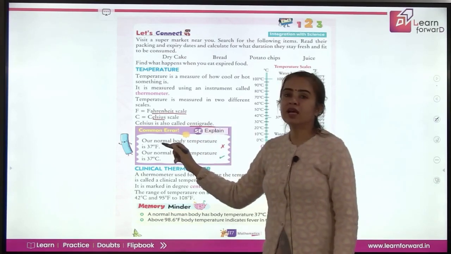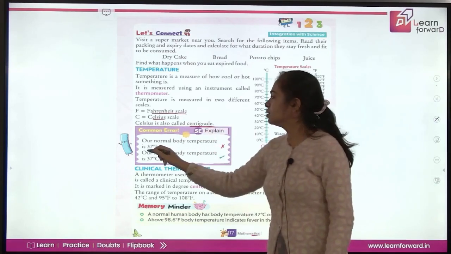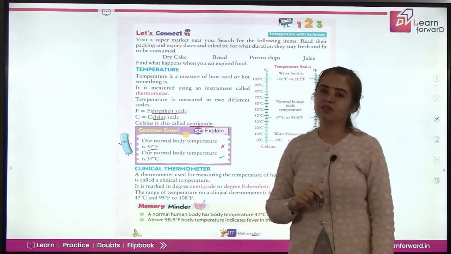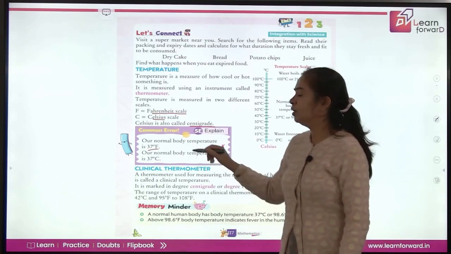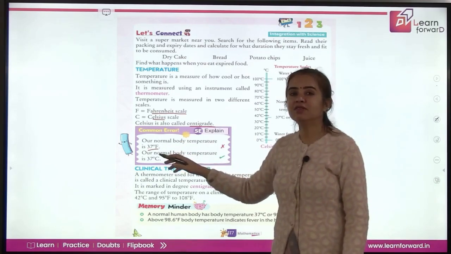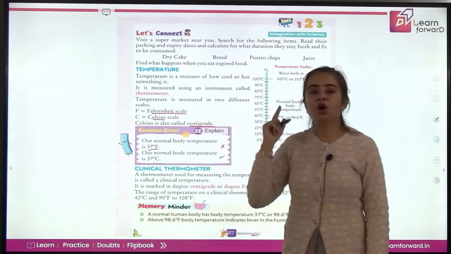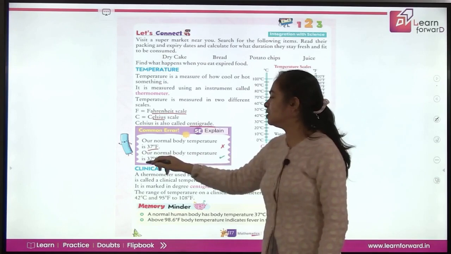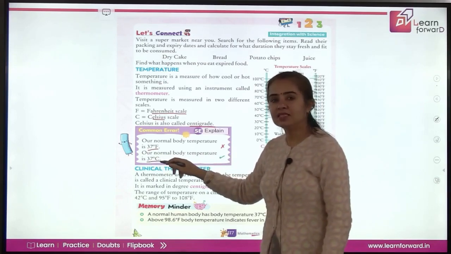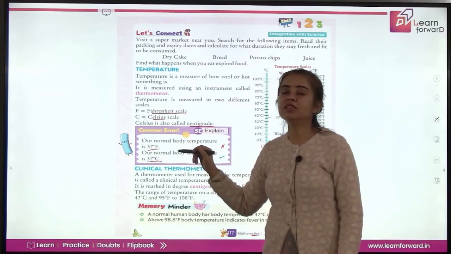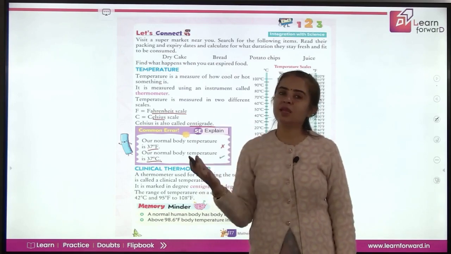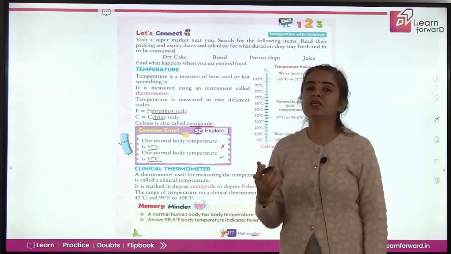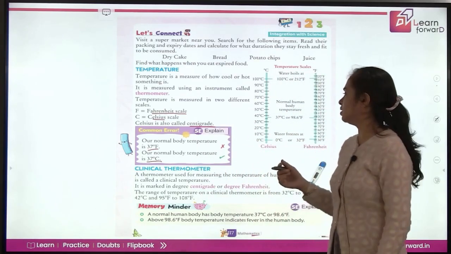Now, what is our normal body temperature? This is 37 degrees Fahrenheit. Not Fahrenheit, this is 37 degrees centigrade, and the normal body temperature in Fahrenheit is 98.6 degrees Fahrenheit. In Celsius, it is 37 degrees Celsius, which is equal to 98.6 degrees Fahrenheit, children.